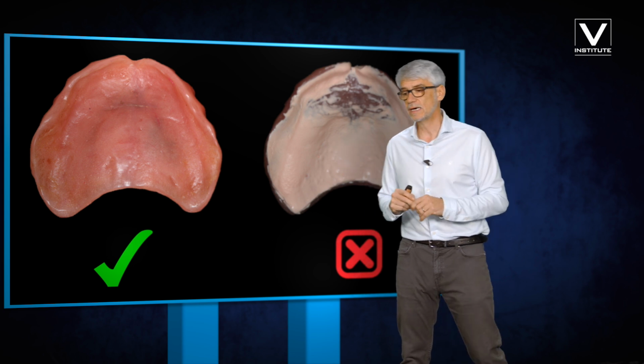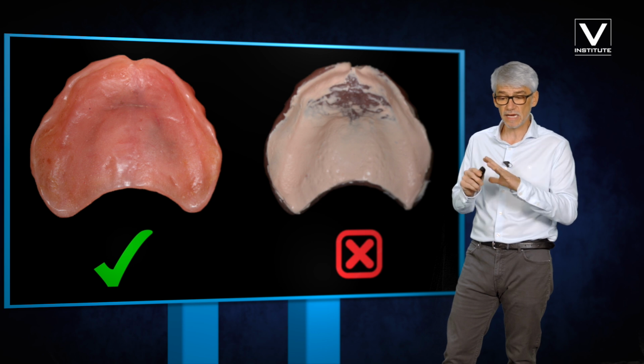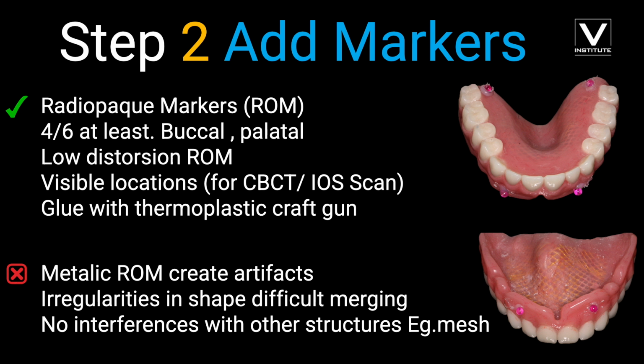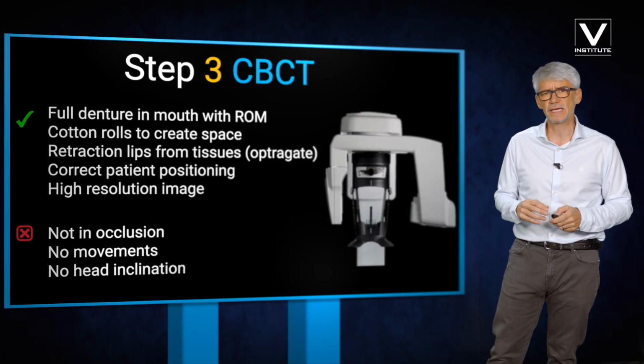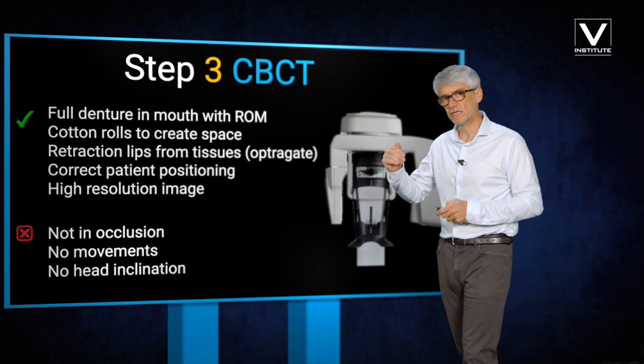We are using a ready opaque resin that is just giving us the perfect shape of the soft tissue. Then what we are going to do is add some markers. Related to the markers, we can use a lot of different devices. I have tried them all, and for me the best are these small spheres that are made out of quartz. You can see them on the bottom part of the slide, and they're going to give us some information to merge different files, okay? We're going to perform a CBCT of the patient wearing that denture with those markers.